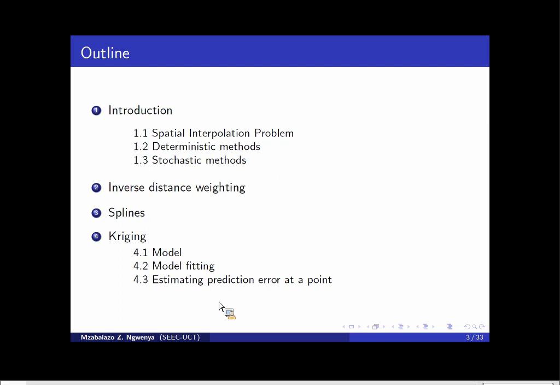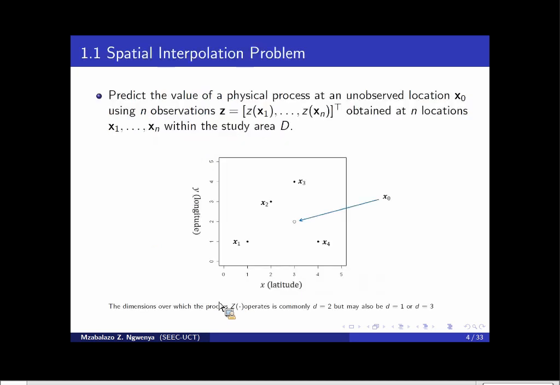As I said, I'm not going to discuss all interpolation methods. I'll just discuss three, which are inverse distance weighting, splines, and kriging. But before we go into the specific methods, we'll look at the spatial interpolation problem in general, then look at interpolation as a deterministic method and as a stochastic method. So we'll make the two categorizations of our interpolation methods.